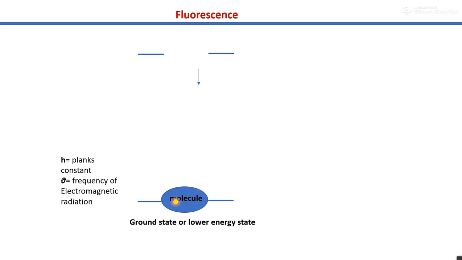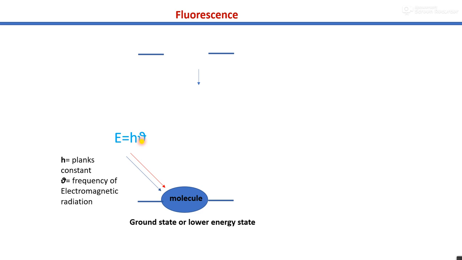Suppose this is the molecule and it is at ground state or lower energy state. Ground state or lower energy state of a particular molecule also indicates its stable state. So in the next step we are going to provide energy to this molecule which is in its ground state, and the energy should be in the form of light energy. Here energy can be calculated through the formula E is equal to h nu, where h is Planck's constant and nu is the frequency of electromagnetic waves.